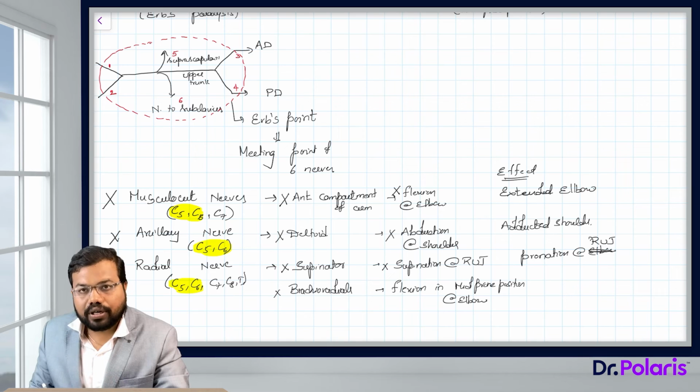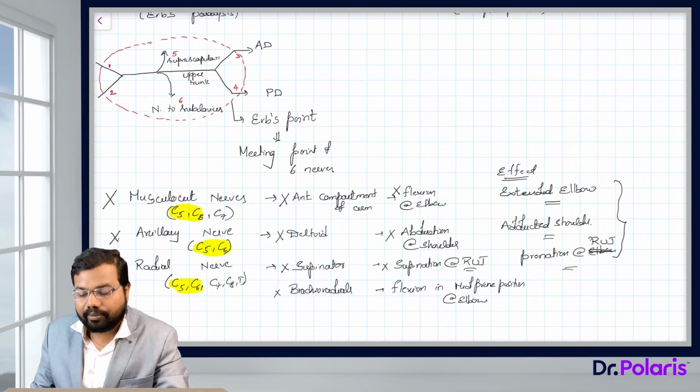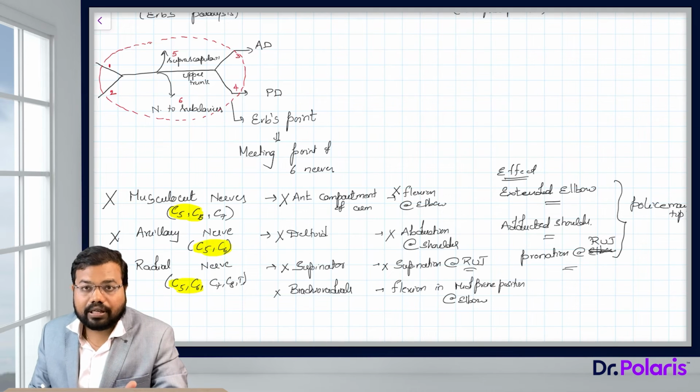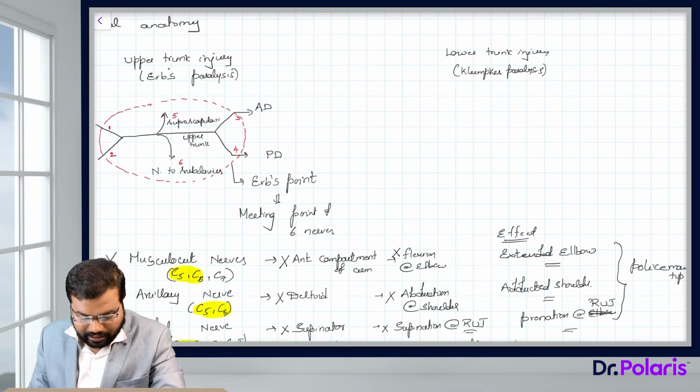So the effects you have seen because of these nerve injuries are, one, the extended elbow, second, the adducted shoulder, and the pronation of the radioulnar joint. It's not the elbow joint, it's the radioulnar joint. And all these effects together look just like a policeman asking for a bribe. That's why it's called policeman's tip. He will keep the hand in that position. Okay, this is regarding the entire part of Erb's paralysis. I'm saying again the crux.